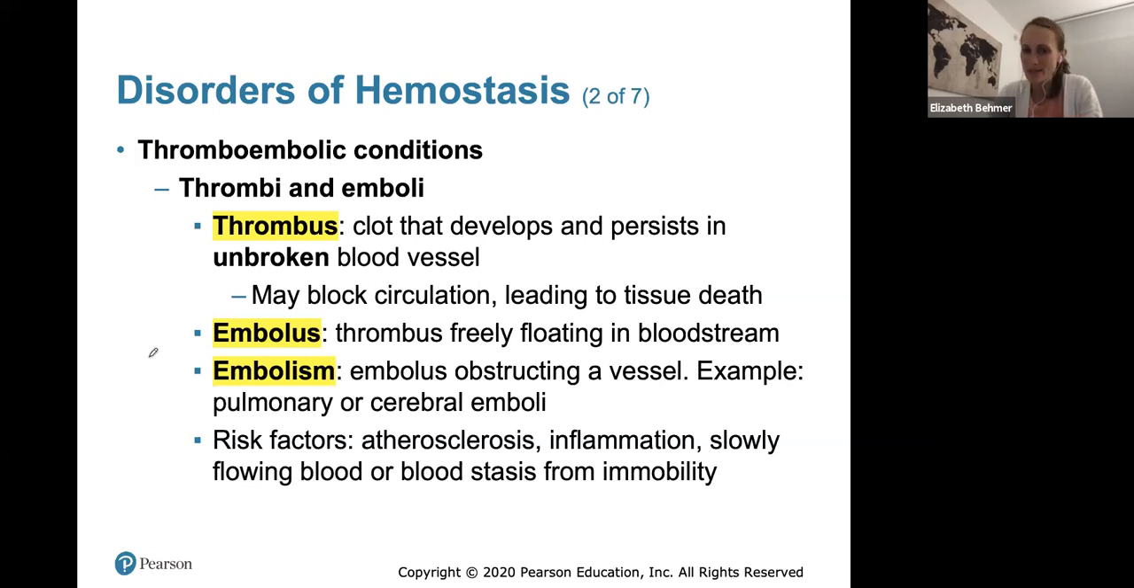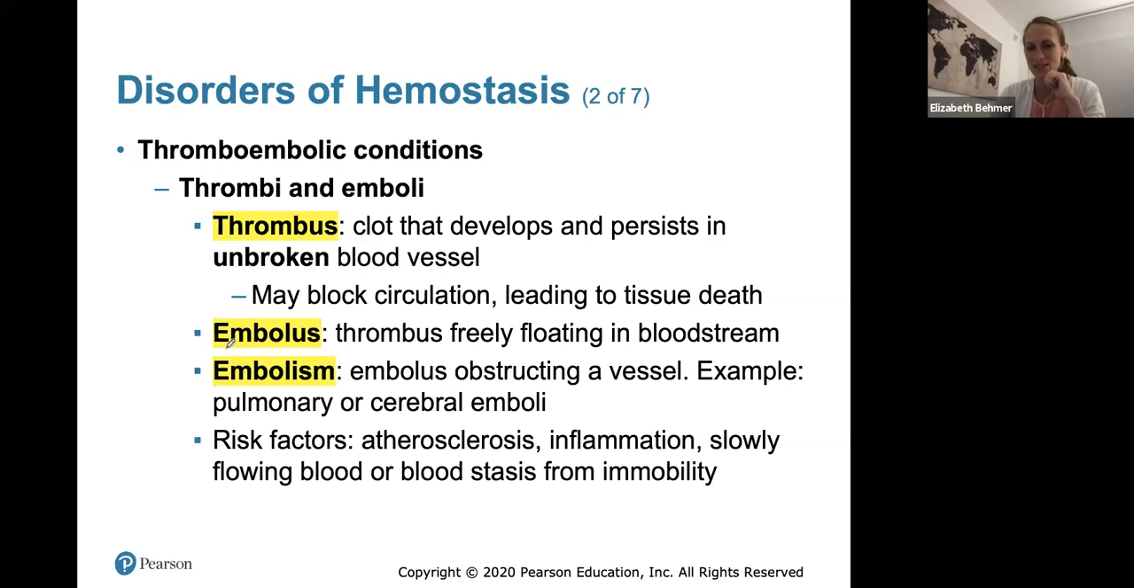So a thrombus is a clot that develops and persists in an unbroken blood vessel. This could block circulation, leading to tissue death. So these are clots that form when we don't want them to. And clots in general can form from atherosclerosis, inflammation, slowly flowing blood, or blood stasis from immobility. So that's what a thrombus is. A thrombus is a clot that you don't want.